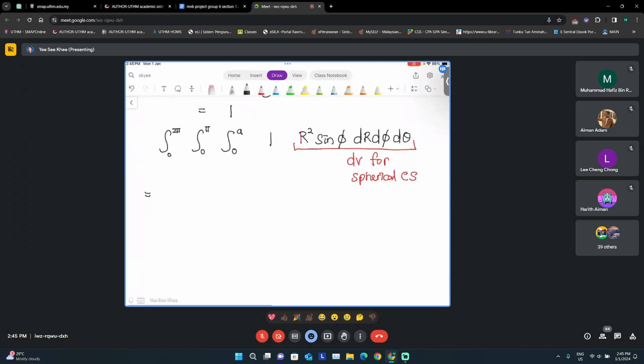So I'll just continue. For this integration with respect to r, you have to do it manually because your interval has the variable a. So r to the power 3 over 3, then you have sine phi, d phi and d theta. So you get a cubed over 3 minus 0. Minus 0, so I don't write it down.